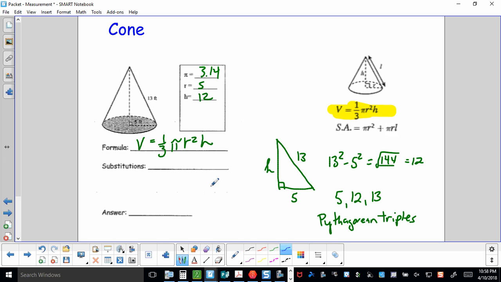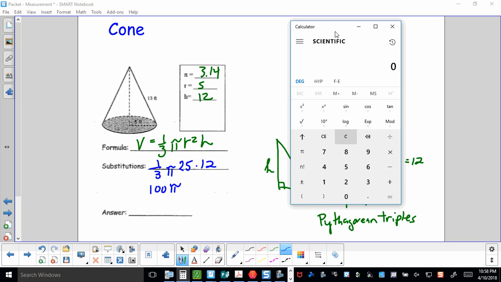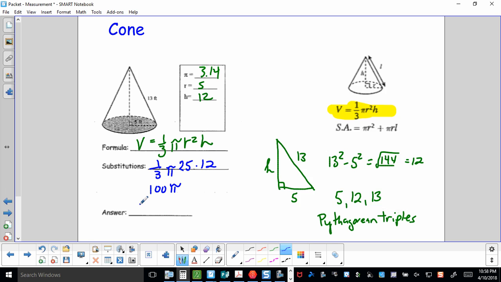All right, so back to the action here. 1/3 pi r squared is 25 times the height of 12. 1/3 of 12 is 4. 4 times 25 is 100. So 100 pi. And we could just move the decimal, but we'll put it in. 100 times pi is 314.16 cubic feet.